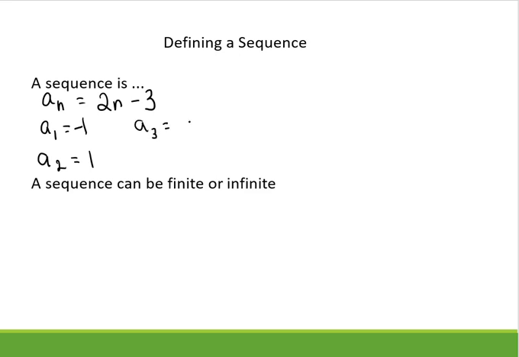The third term would be 3, and so on, and you see that my sequence is negative 1, 1, 3, and so on. A sequence can be finite, which means we have an end, or infinite, which goes on forever. We're going to be dealing with infinite series during this chapter.